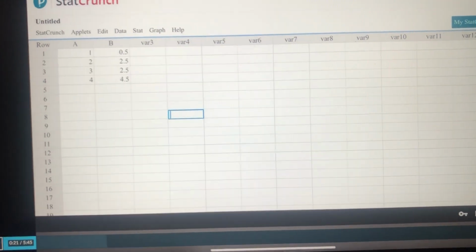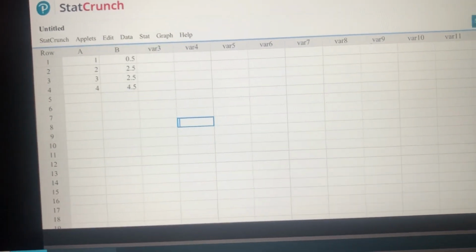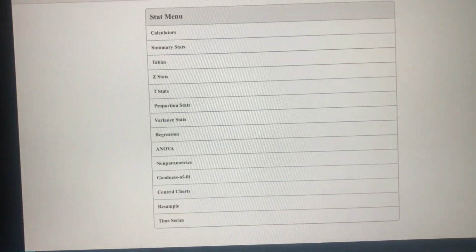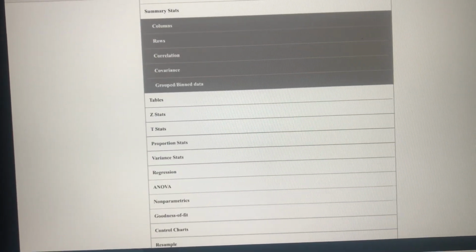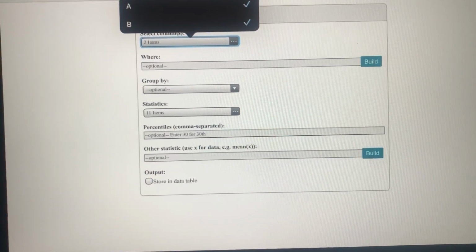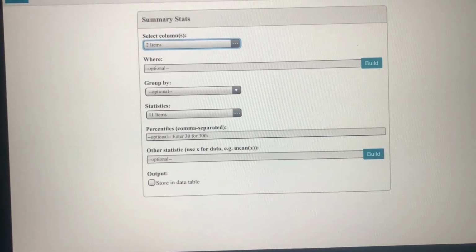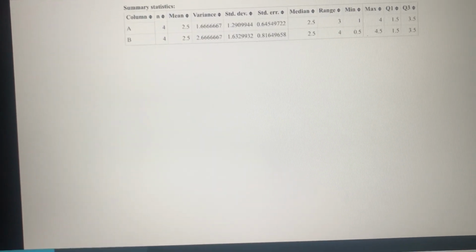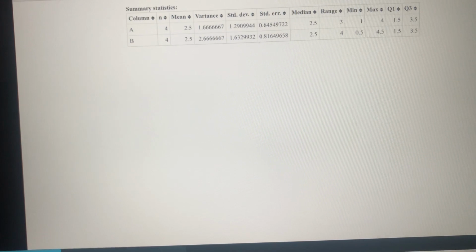We're first asked to find the mean of the data set and record them below. So remember, these are summary statistics. So I'm going to go to Stat, Summary Stat by column, and I want A and I want B. And I'm going to go ahead and compute. The mean for A is 2.5, and the mean for B is 2.5.